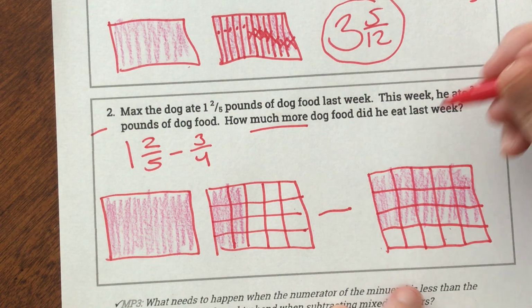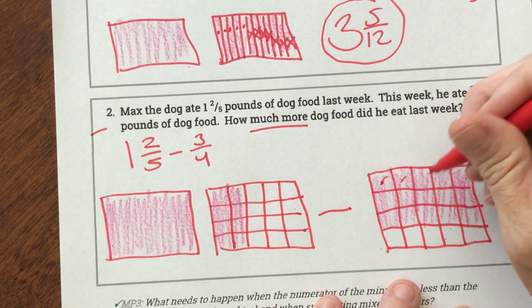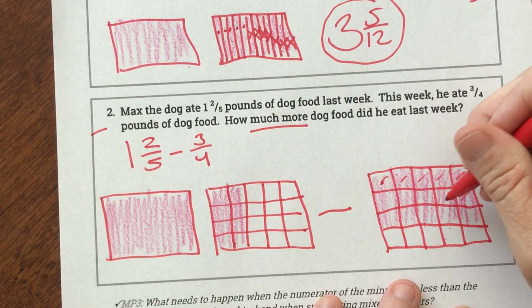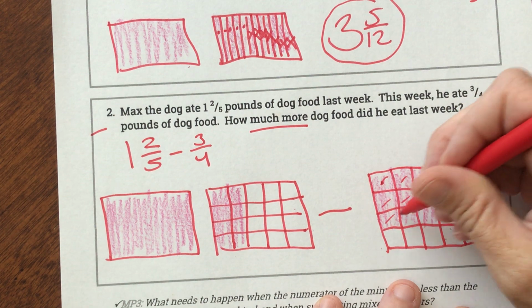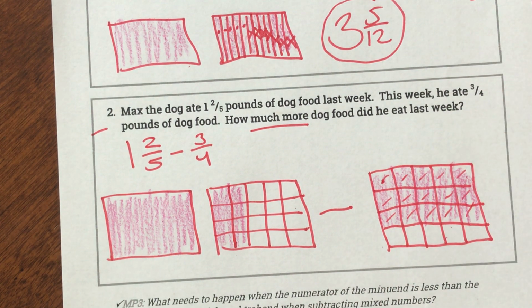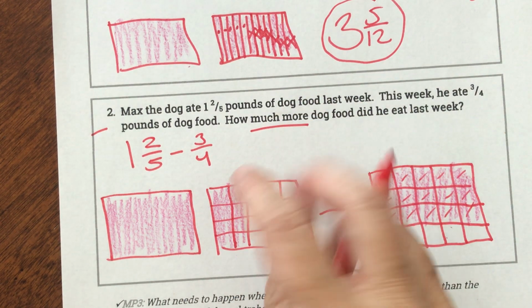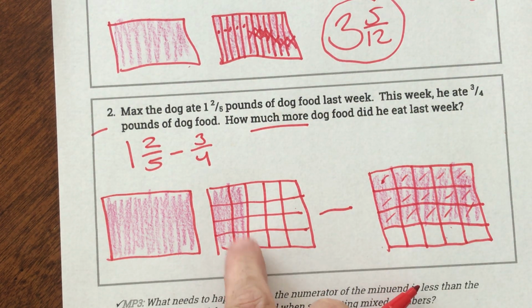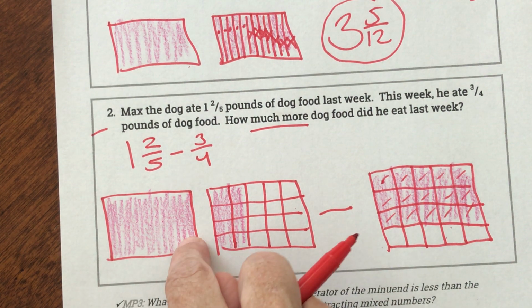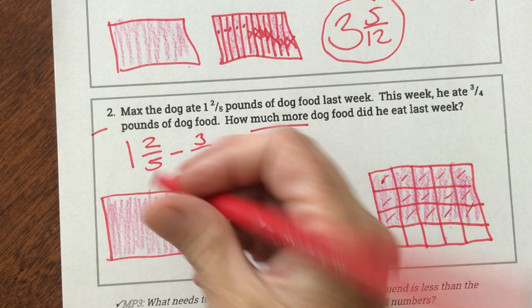Okay, so this is what I have, and this is what they want me to take away. So they want me to take away 1, 2, 3, 4, 5, 6, 7, 8, 9, 10, 11, 12, 13, 14, 15 parts. Now when I come over here to take them away, there's not enough. I don't have 15 parts, which means I need to regroup or I need to borrow from this whole.